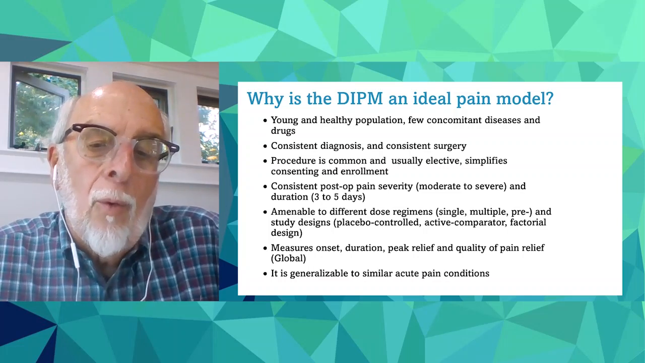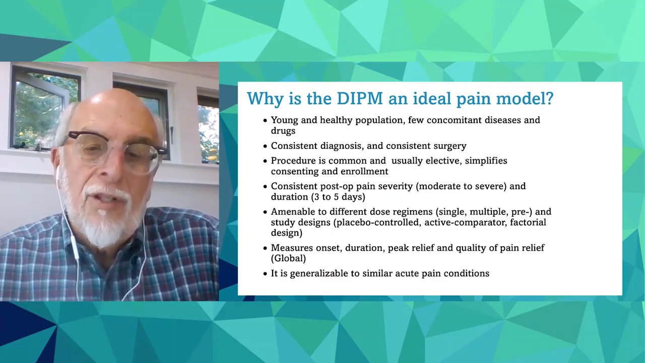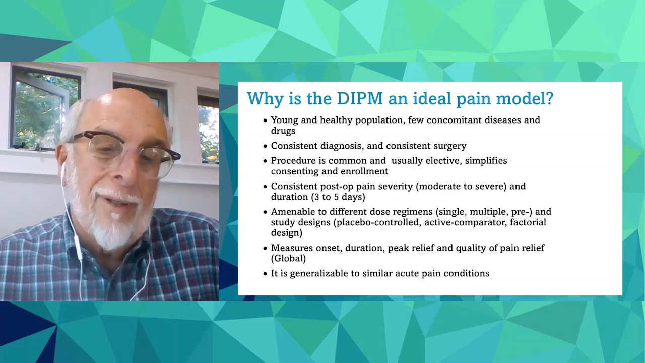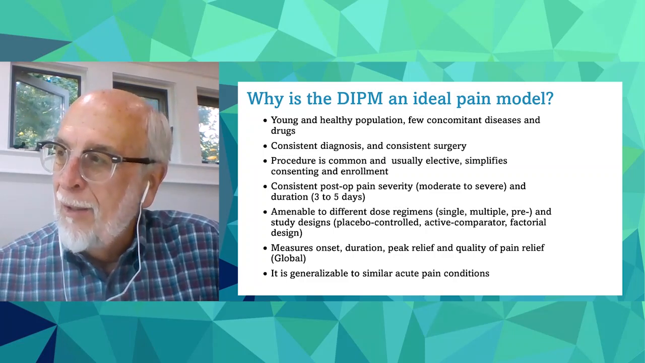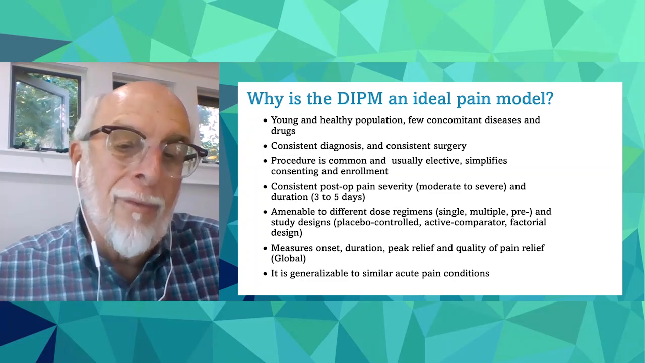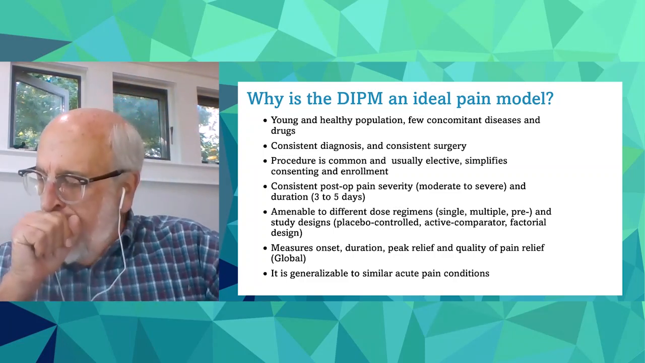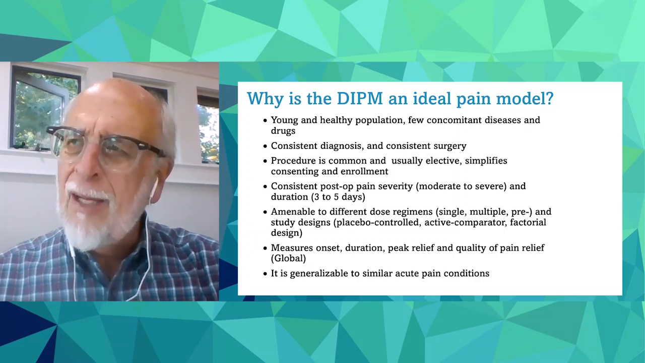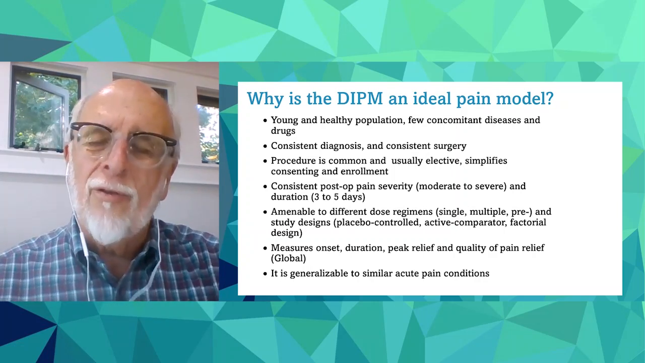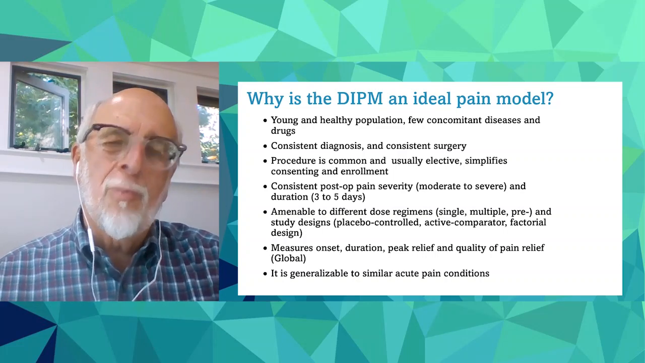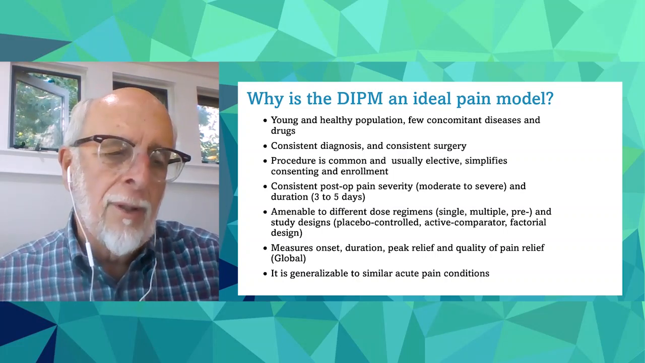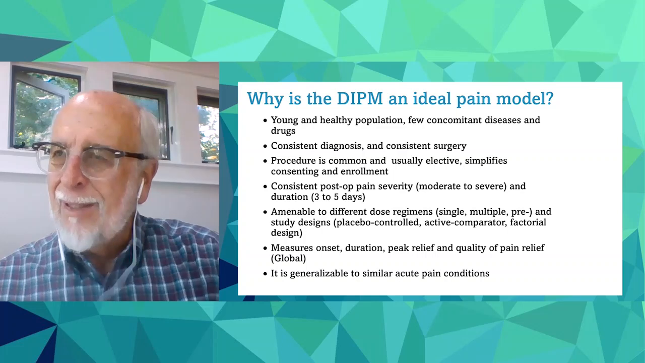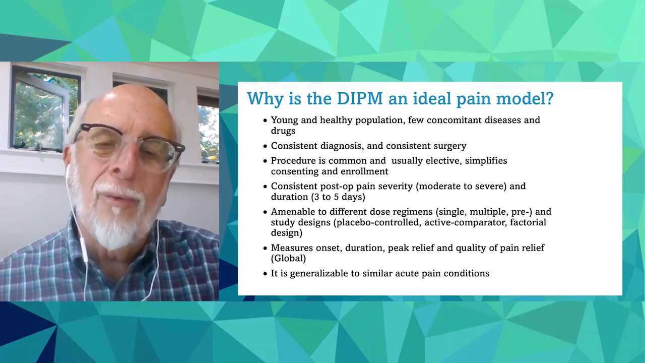We know that in this young population, there are very few concomitant diseases. There are not a lot of drugs that rule them out of these studies. And it's a fairly consistent diagnosis and a pretty consistent surgery. No matter where the surgery is done, it follows pretty much a similar pattern. And they use rotary instruments like dental drills to remove the bone.